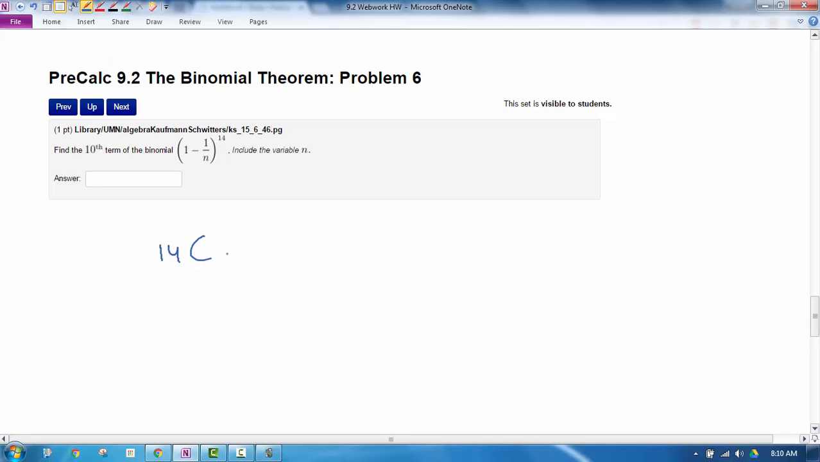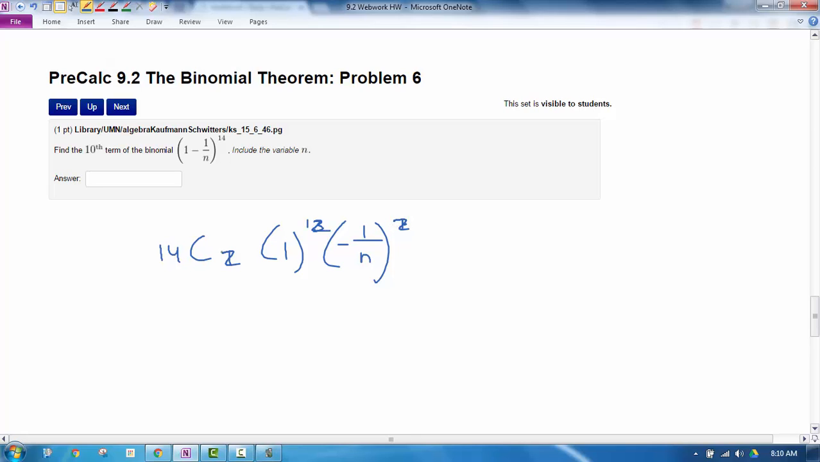It wants the 10th term, so we know we're going to have 14c. We start off with 14c0, and then 1 to the, I usually do 14th power, and then negative 1 over n to the 0th. So there's the first term. So you can kind of follow this pattern. The second term would have a 1 here, and this would be 13, and this would be 1. That's the second term.